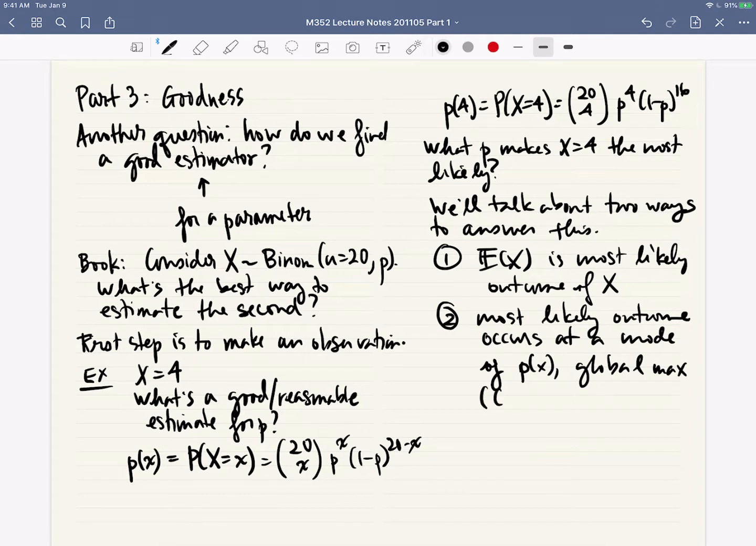That has shades of calculus 1 in fact. And if you think back to when we talked about probability distributions and think about the graph of a probability distribution, the most likely occurrence is where that graph is the highest, right? That's where the probability is concentrated. So that's our approach number 2.